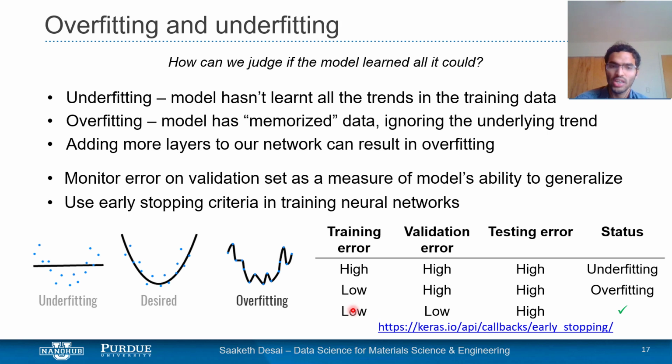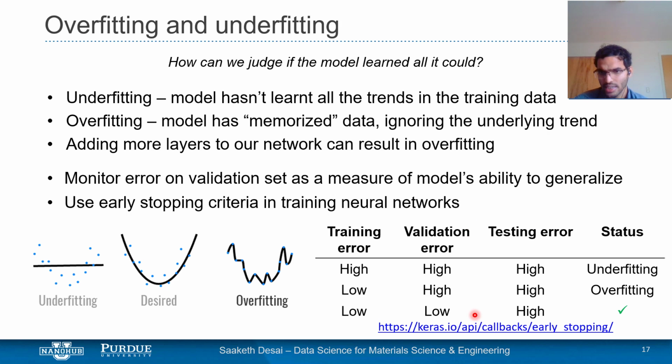So the correct balance between the two is for us to have a model that has a relatively low training error and also a relatively low validation error. And that would be a model that is neither overfitting nor underfitting. And there are various methods to do this. For neural networks, we can use something called early stopping, which you will see in the hands-on tutorials. But there are various other methods that are used for other models, such as cross-validation and so on.